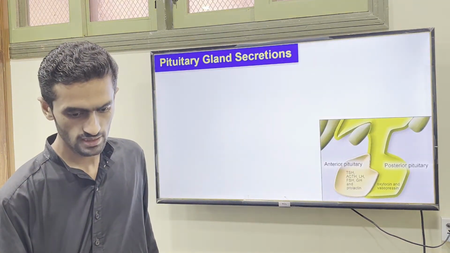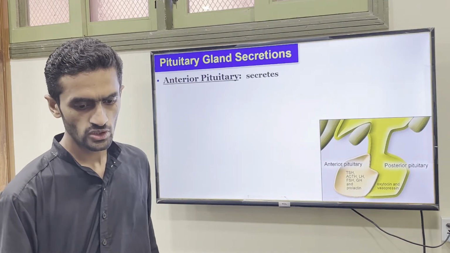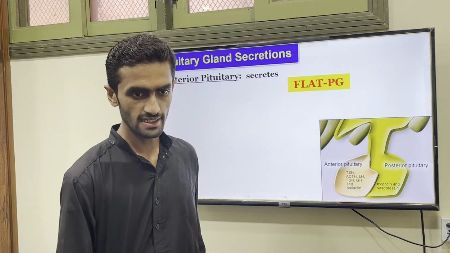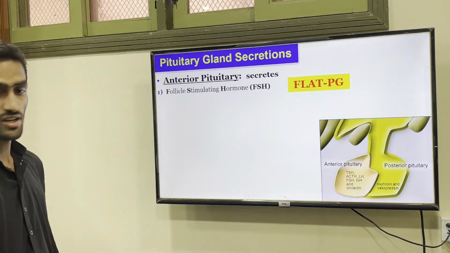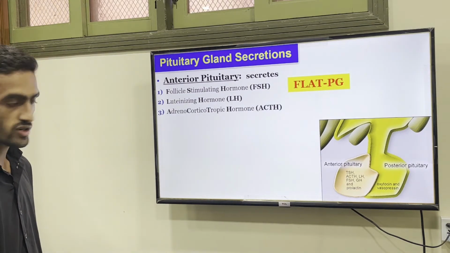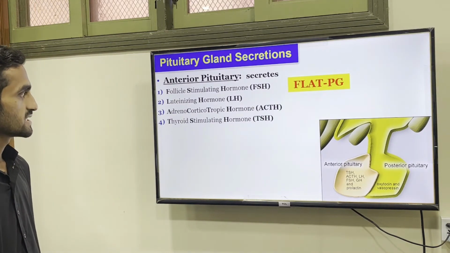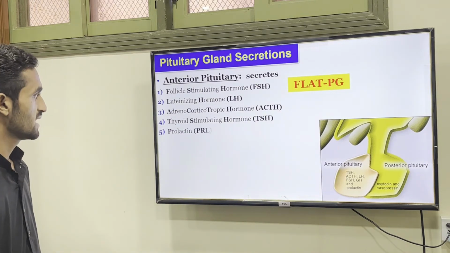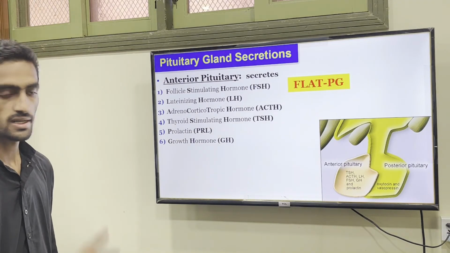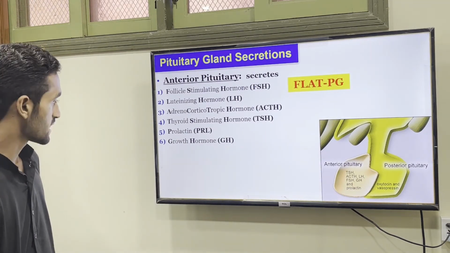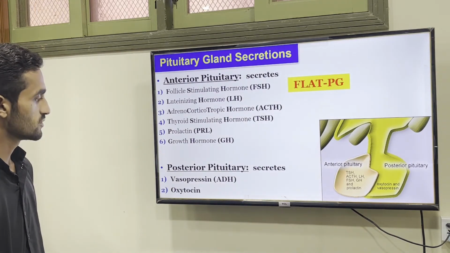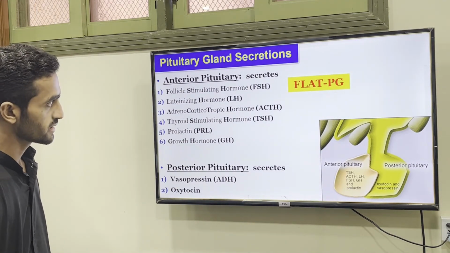So here is actually the list of hormones. Anterior pituitary hormones can be remembered with a simple mnemonic, FLAT PiG. F represents FSH, follicle stimulating hormone, luteinizing hormone, adrenocorticotropic hormone ACTH, thyroid stimulating hormone, and prolactin, and your growth hormone. These are the hormones of your anterior pituitary, and the other hormones coming from the posterior pituitary are ADH or vasopressin, and your oxytocin. So these are actually the hormones coming.